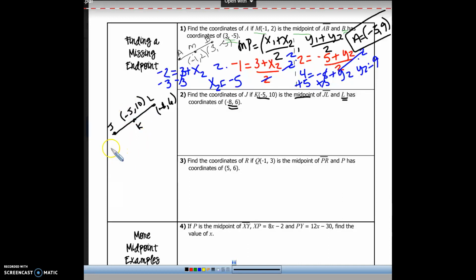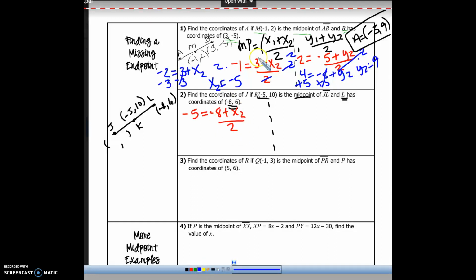Okay, so I'm going to do the same thing to find what this coordinate is here. I know my midpoint, so I'm going to divide this into two sections. I'm going to do two problems. The first one's going to be for my x. The x value of my midpoint is -5. So -5 equals, to find the x, I do x1 plus x2 over 2. x1 is going to be -8, because that's the x value of the endpoint, plus x2 all over 2.